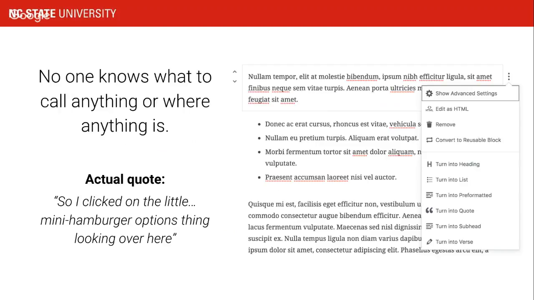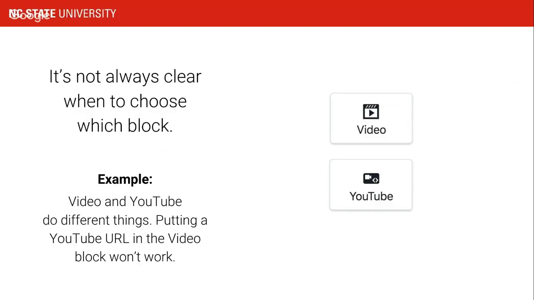Nobody really knows what to call these new features, and for the three dots, I've just been calling them three dots. Picking up on the food theme, some other people have been calling them a kebab menu, things like that. But it's going to take a little time for us to all decide what things are called and have a common vocabulary with each other. It's also not always clear when to choose which block. So for instance, I mentioned one moment.